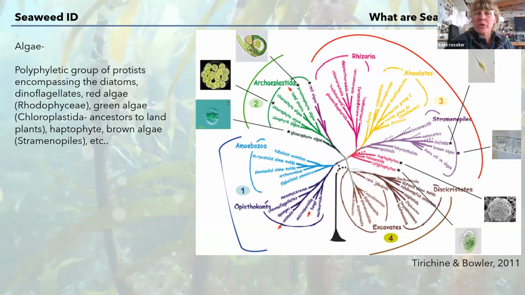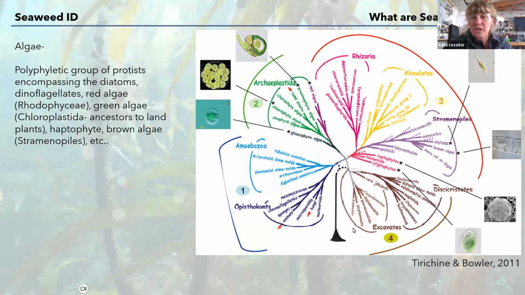and kind of walk you through what I find so interesting about them. So algae are a polyphyletic group of organisms. They're in the Protista, and the group algae encompasses the diatoms, dinoflagellates, red algae, green algae, brown algae, including some of the oomycetes.